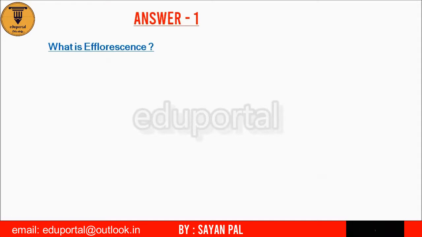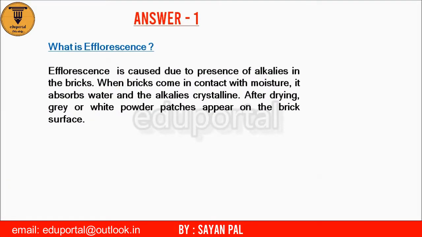So for that we need to know what is efflorescence. And efflorescence is caused due to the presence of alkalis. Now when bricks come in contact with water, the bricks absorb moisture and then the alkalis become crystalline. Okay, and then when the brick dries up, these alkalis come out of the surface and form gray or white powder patches. Okay, these are the efflorescence, the alkalis that become crystalline after the brick absorbs the water, and it is a white or gray patch.